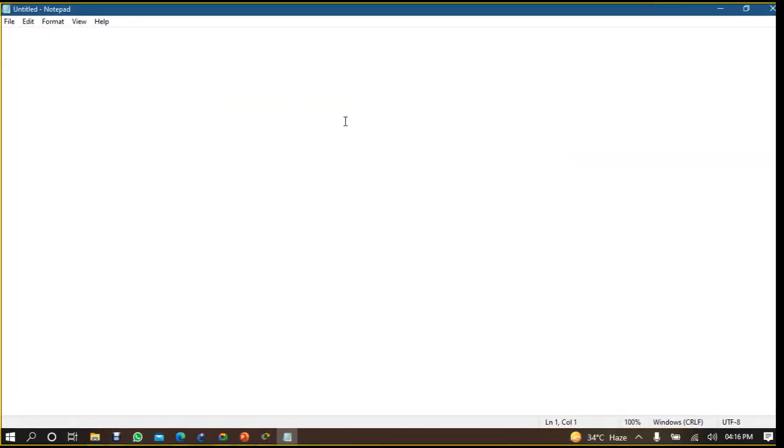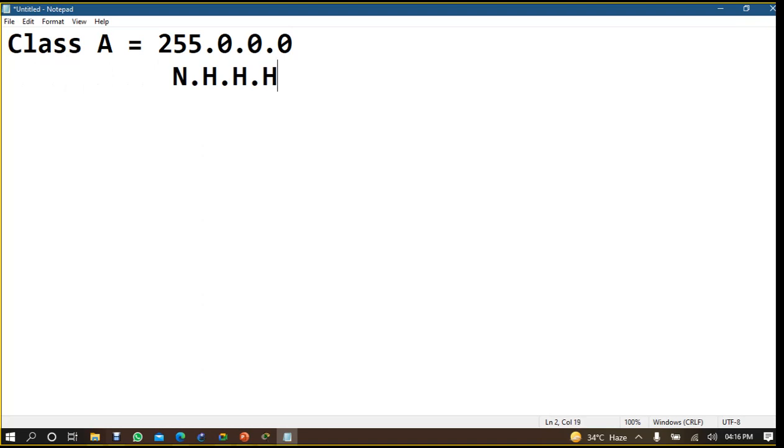If I'm using class A, the subnet mask is like this, 255.0.0.0. How many network parts and how many host parts? One network and three hosts. So whenever we write any IP address like 10.0.0.0, how many are network and how many host? One network, three host, right?